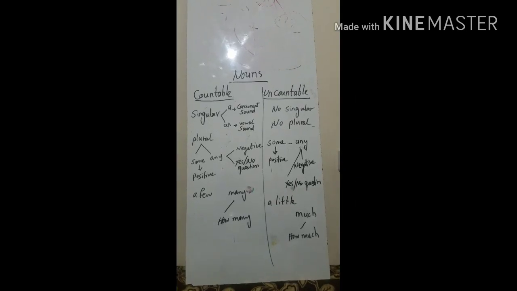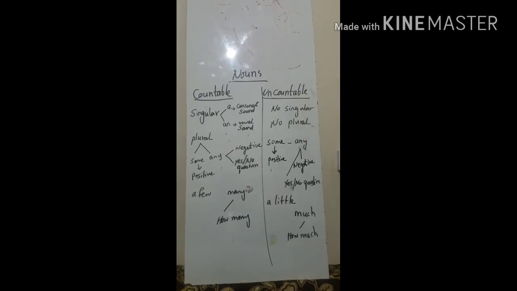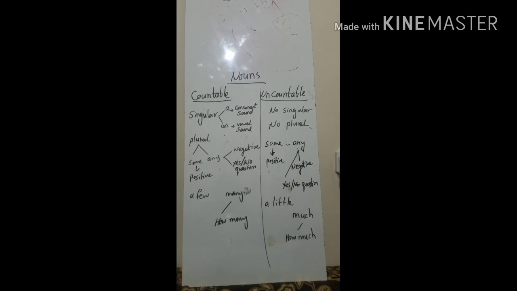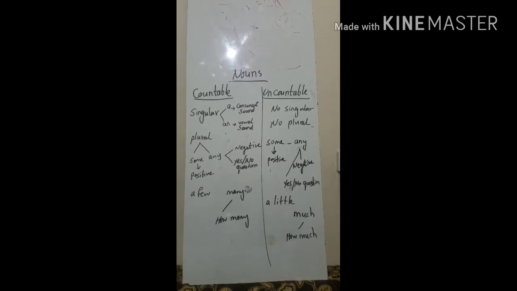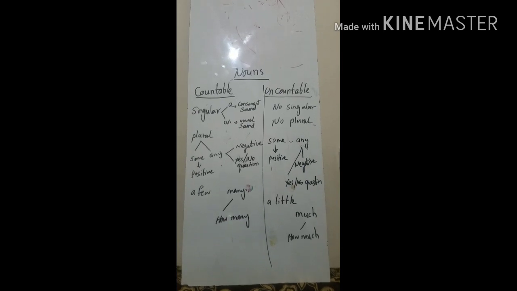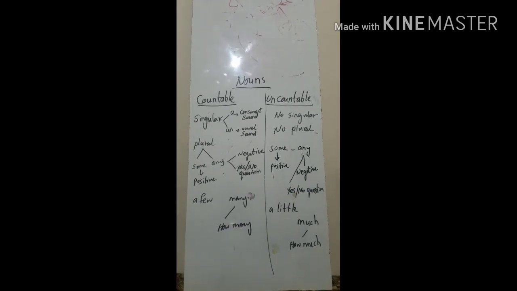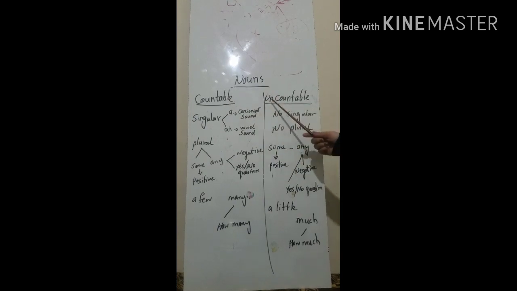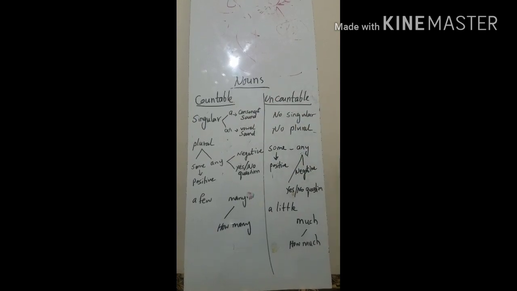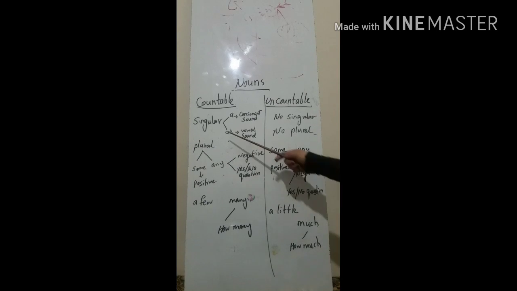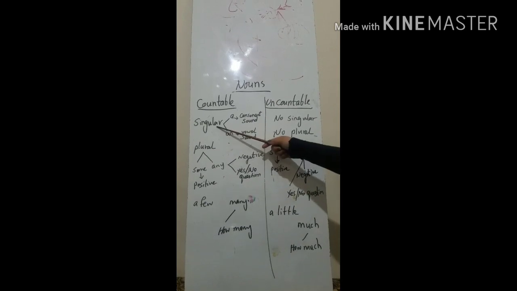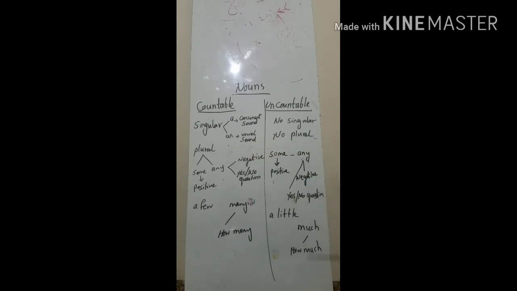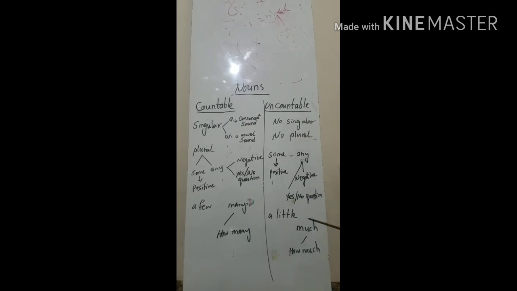Again, we are talking about nouns. Nouns are names, so people, persons, things, places, anything. There are two kinds of noun: countable noun and uncountable noun. Here, countable means it has a singular form or a plural form. But uncountable has no singular and no plural forms.